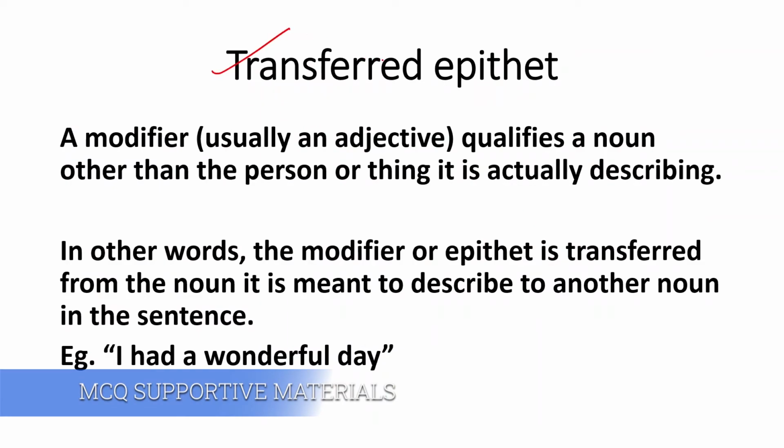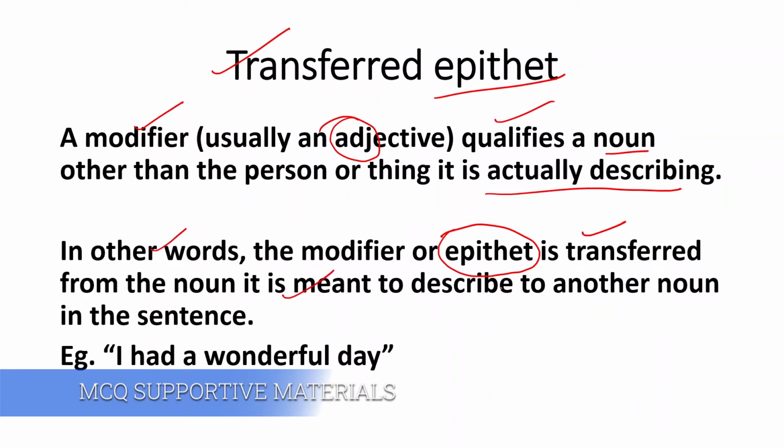Transferred epithet. Transferred epithet means a modifier, usually an adjective, that qualifies a noun other than the person or thing it is actually describing. In other words, the modifier or epithet. Epithet here means the modifier that is transferred from the noun it is meant to describe to another noun in the sentence. One example.